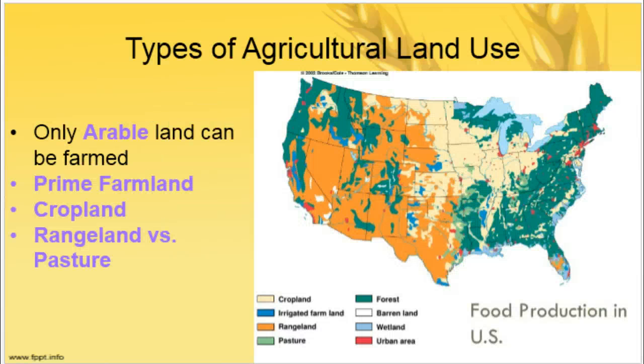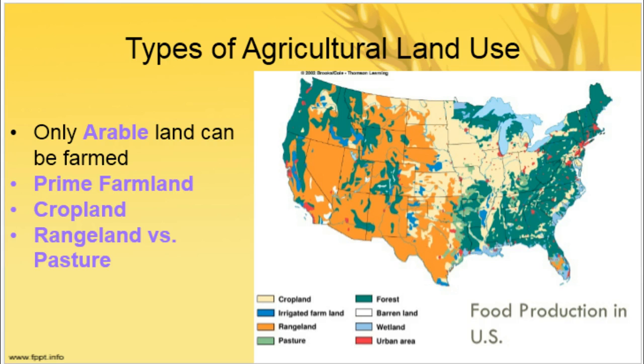Alright, so let's start talking about different types of agricultural land use. So we really can only use land that is called arable to be farmed. Arable really just means it's capable of growing crops. Not all ecosystems are going to have arable land in them, and you can see some different types of food production land, cropland in the US in this map here.